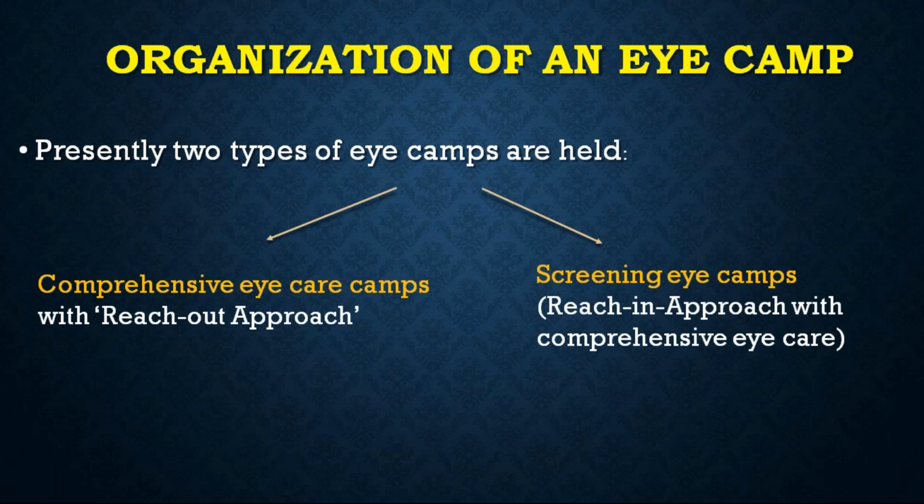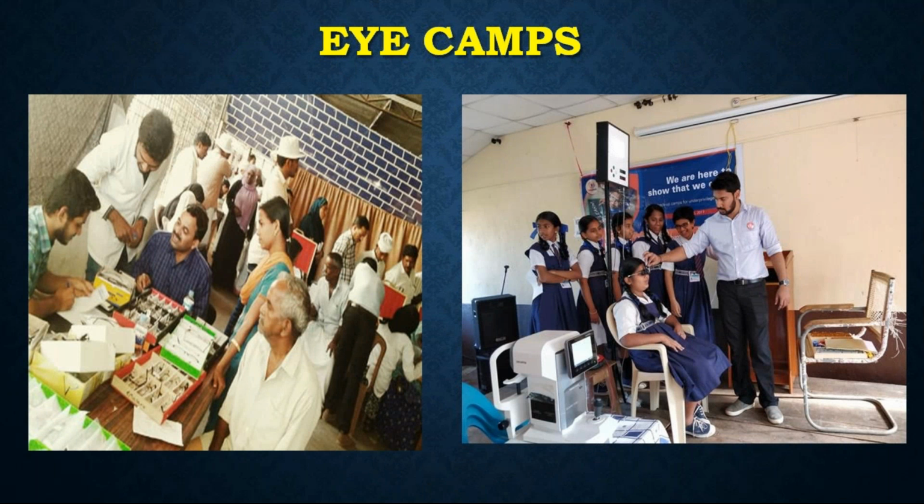And screening eye camps, reach in approach, where the patient will come to the community health center or PHC and surgeries will be done in that center. One is the reach out approach, where we go out and set up a camp and do the surgeries there itself. The reach in approach is where the patient will reach the nearest PHC or community health center, and the surgeries will be done in that center by a trained ophthalmologist. There are two types of approach: reach out approach and reach in approach.